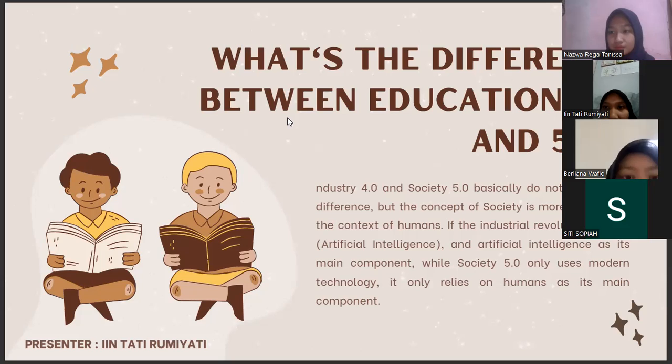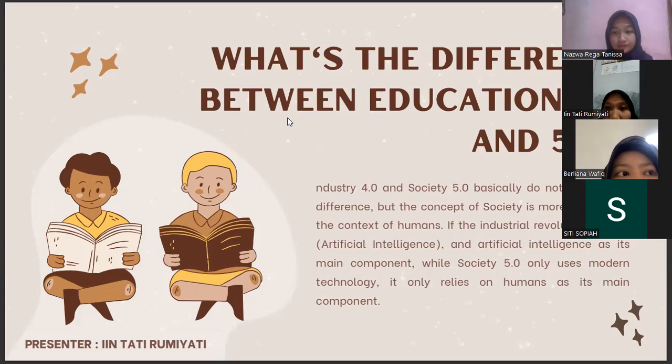Technological advances made by humans from time to time are increasingly advanced and developing. Industry 4.0 and society 5.0 basically do not have much difference, but the concept of society is more focused on the human context. If the industrial revolution uses artificial intelligence as its main component, will society 5.0 only use modern technology, only relying on humans as its main component?